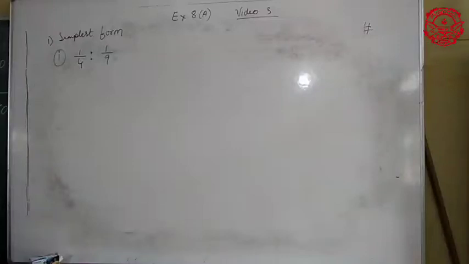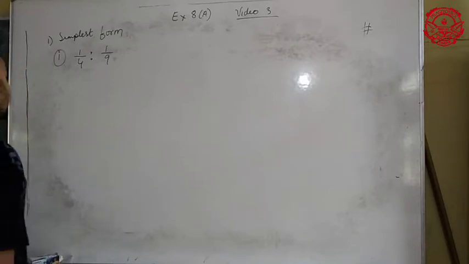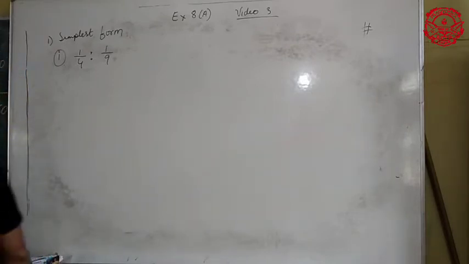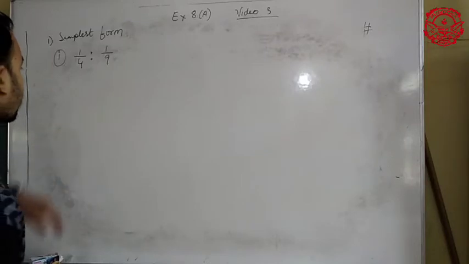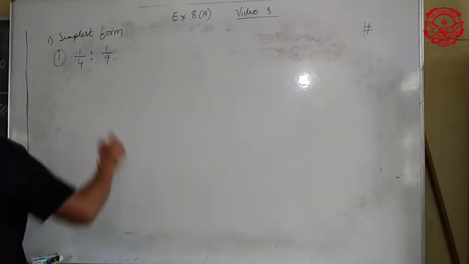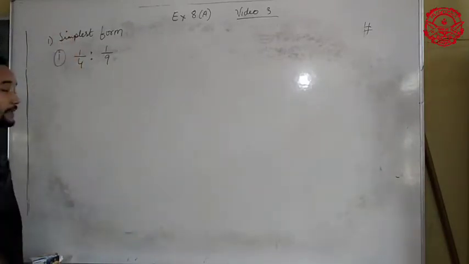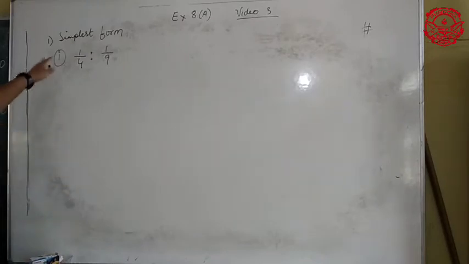Next students, today we are going to discuss exercise 8a, the first exercise of our ratio chapter. The questions are given on page number 122. In the first question, they are asking us to convert the ratio to its simplest form.